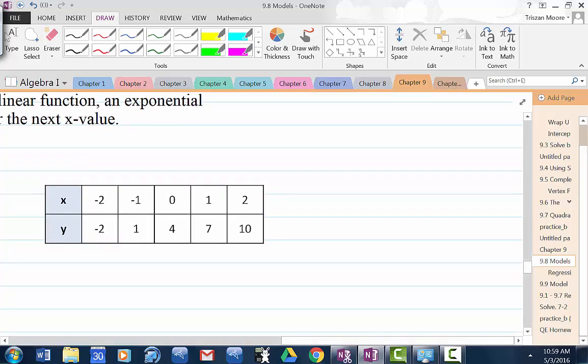Here's another one. Say if you have this function right here, let's check to see what this is. Obviously, I can't tell from there, but let's actually see. The difference between these two right here, I'm going to say is 3, right? Here, 3. Here, 3. Here, 3. I think this is linear. This is a linear function.